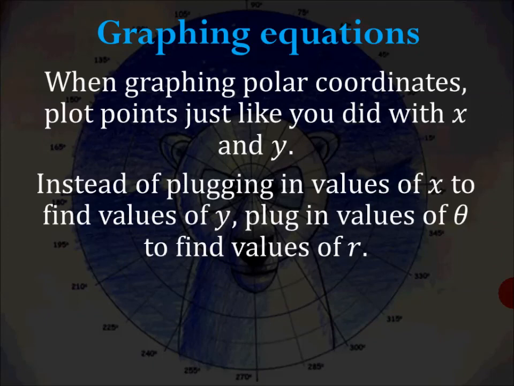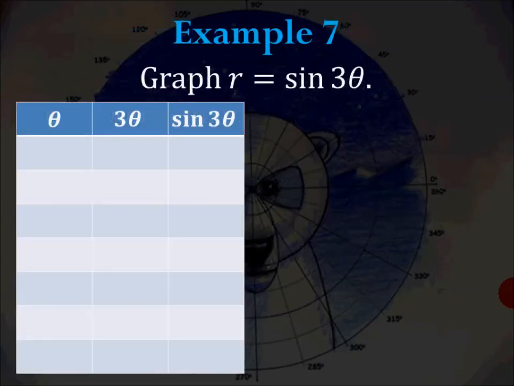Finally, we get to graphing equations. When graphing polar coordinates, you're going to plot points just like when you did back in the day with x's and y's. Instead of plugging in values of x to find values of y, you're going to plug in values of theta to find values of r. So we have example 7 to show us how to do that. Let's graph r equals sine 3 theta.